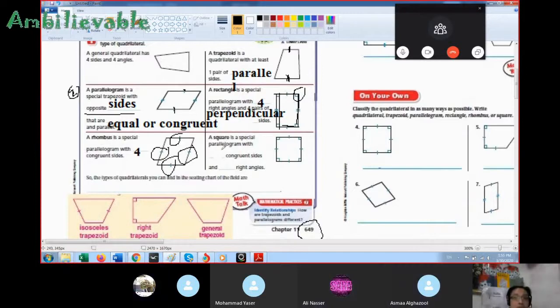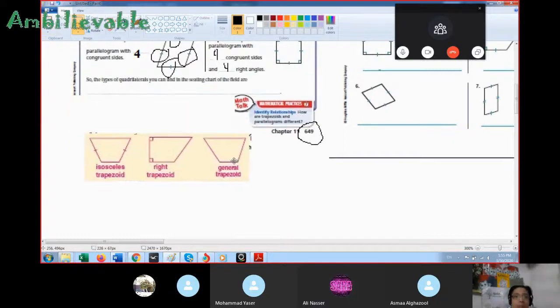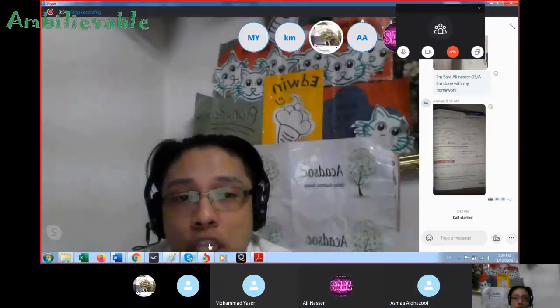And of course, a square. A square is a special parallelogram with four right angles. Right angles, right? Yeah. Now, these are the different kinds of trapezoid. I would like you to see this one. This one is not in your book, and I would like you to know this one properly, okay? Mr., can you send this picture on the Google Classroom to write it in the notebook? It's posted in the Google Classroom. I will also put this one in Skype so that you will have the idea.